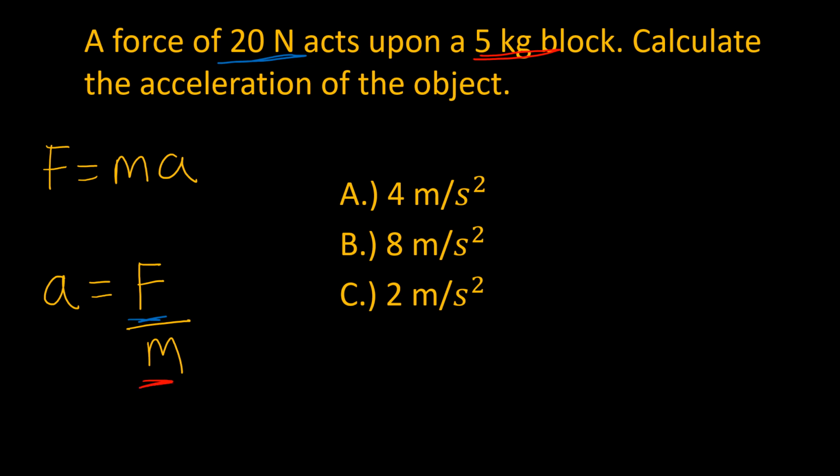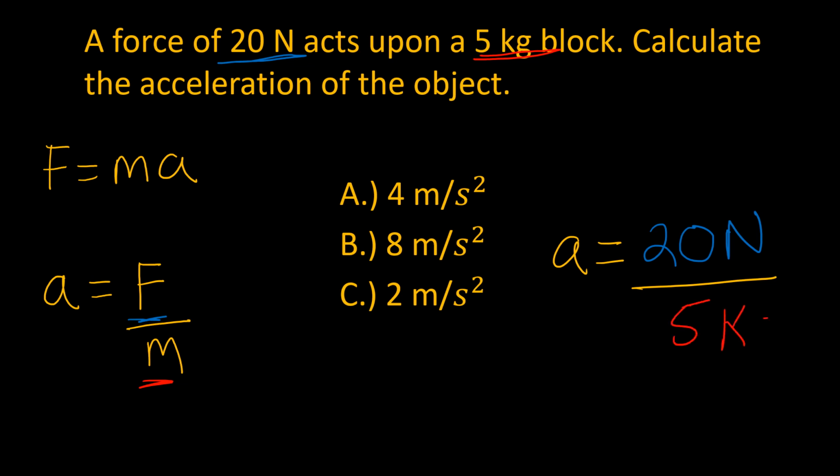So this is a plug and chug equation. Let's calculate the acceleration. So acceleration is going to equal our force, which is 20 newtons, divided by our mass, which is 5 kilograms. And therefore, we end up with an acceleration of 4 meters per second squared.